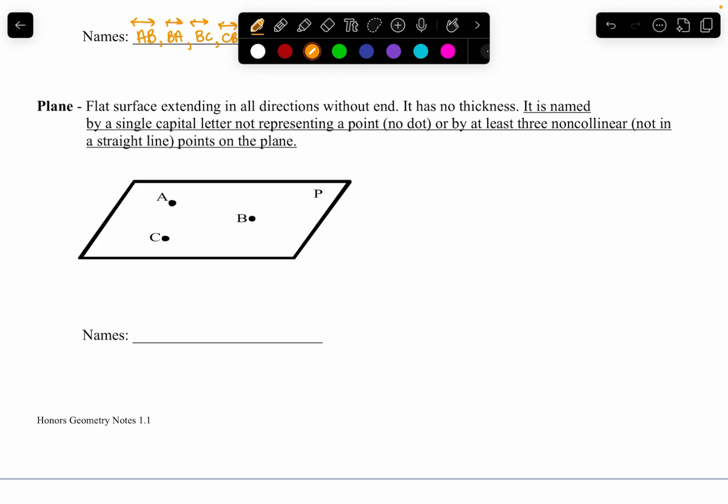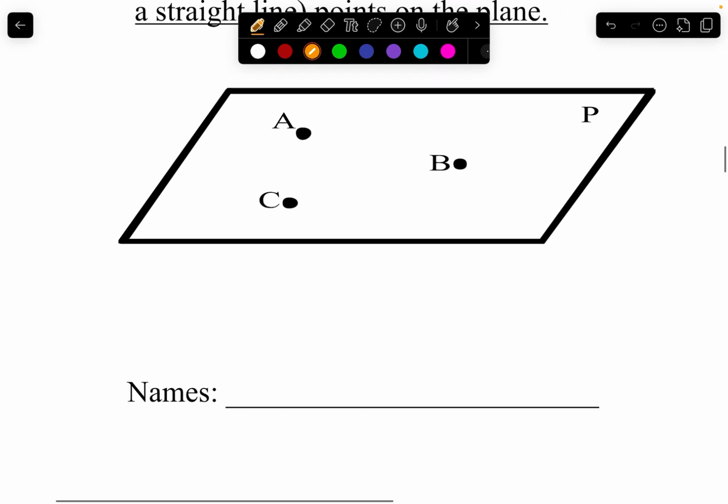We will name a plane by a single capital letter that does not represent a point, so there's not going to be a dot next to it, or by at least 3 non-collinear, and non-collinear means not in a straight line, points on the plane. So here we have an example of this plane, okay, even though it has a border on it, you just have to remember that the edges of this plane are infinite and they're just going on forever, okay? So the way that you would name this is you would choose any 3 points that lie on your plane as long as they do not lie in a straight line.